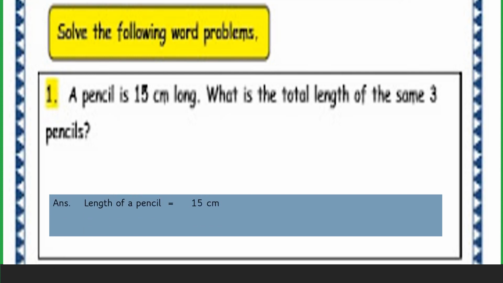So first you will write the length of the pencil, that is 15 centimeter. Then you will write the number of pencils, that is 3. Now because it is repeated, the same length is given, so you will multiply. 15 3s are 45 centimeter. So total length of pencils given is 45 centimeter.